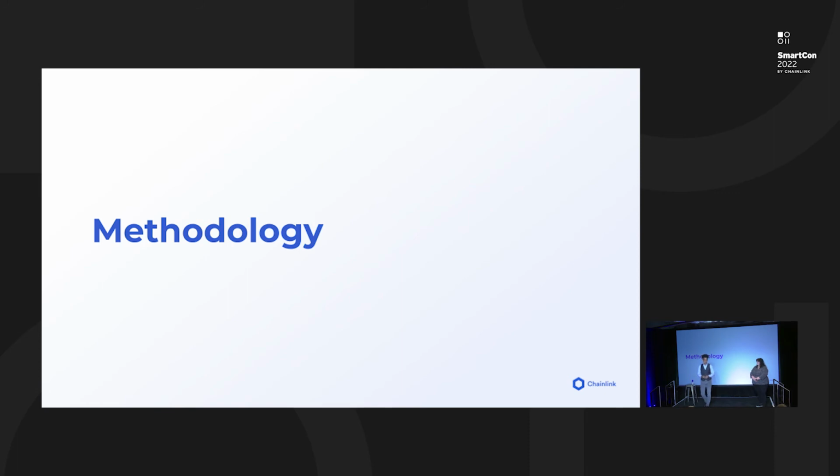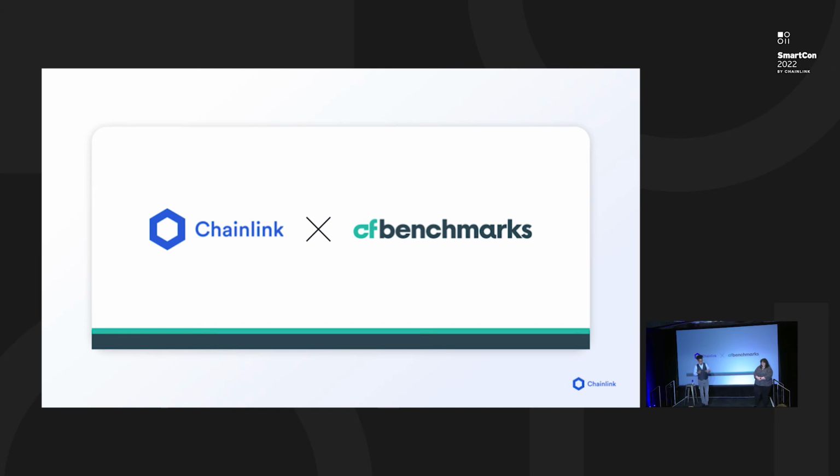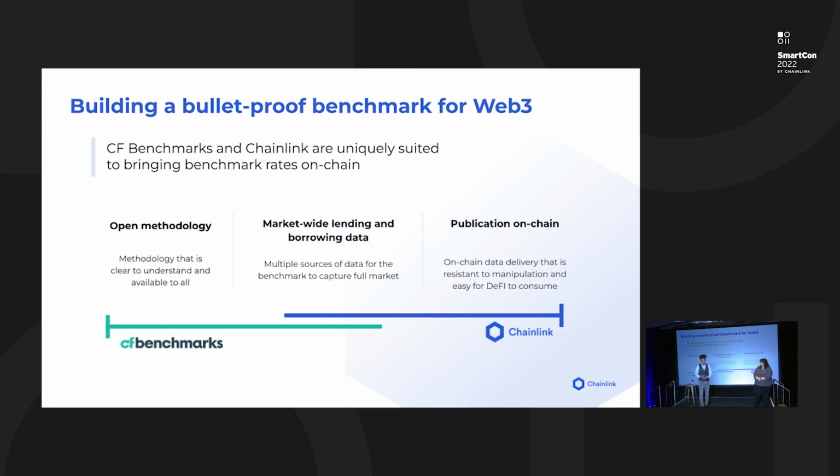Now let's go under the hood a little bit and see how we're putting this together. So as Nora mentioned, this is a unique partnership. We're leveraging CF Benchmarks' expertise building benchmarks, and Chainlink's on-chain capabilities to power DeFi smart contracts. So together, we're building this. It's going to be an open source methodology. It's going to be publicly available. People can scrutinize it. They can see exactly how we're calculating everything down to the formula. So you could literally go out there and replicate the rate calculation if you wanted.